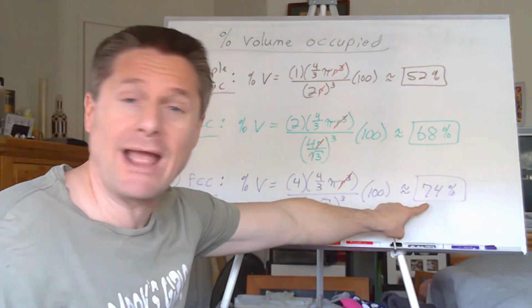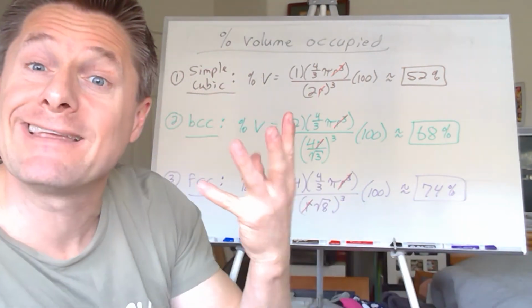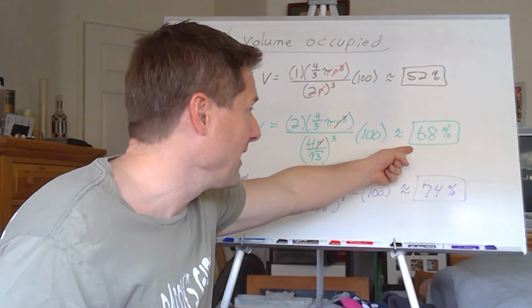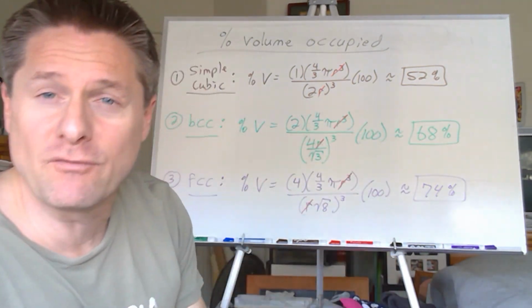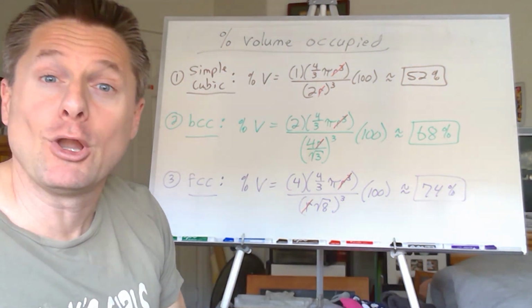Now all you have to do is subtract that from 100. Right? So take 100 minus 74, that'd be the percent volume in the unit cell that's empty space or void. 100 minus 68 for BCC, 100 minus 52 for simple cubic. Pretty straightforward to do. All right, that's it for closest packing.